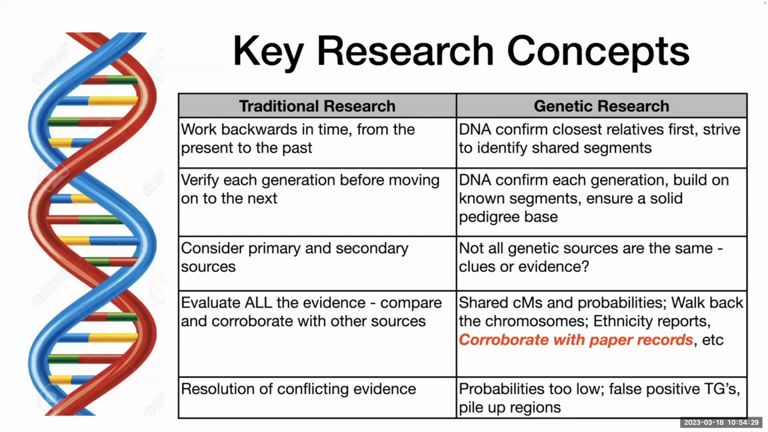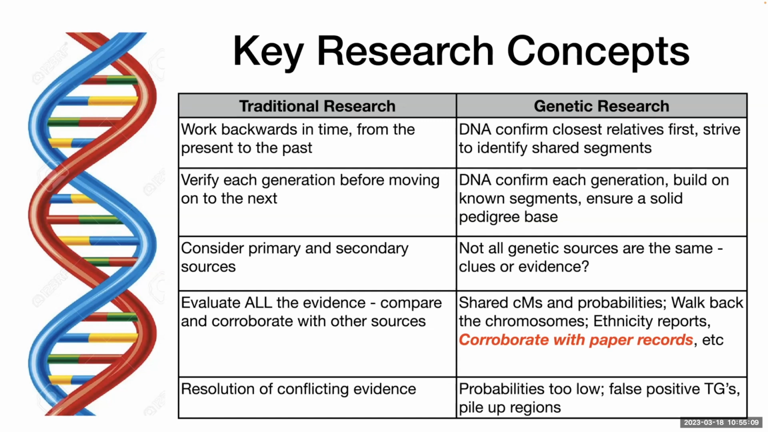So as far as researching goes, in traditional research we've always worked from the premise of working backwards in time, from the present to the past, verifying generations, looking at all the sources, as our process. And genetic research is really exactly the same. You've got to DNA confirm your closest relatives before you can start moving back in the generations. And ideally, you're striving to find the segments that belong to your closest ancestors, so you can build on those segments and develop your pedigree base from a genetic point of view, so that all your ancestors are DNA confirmed.